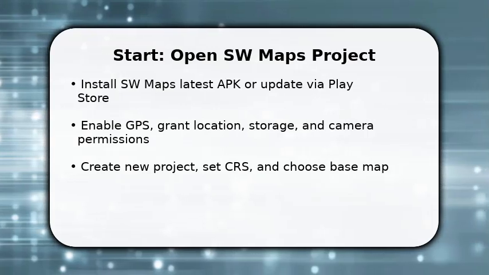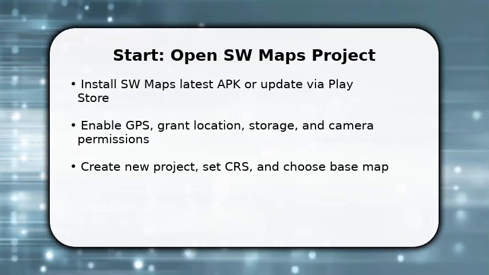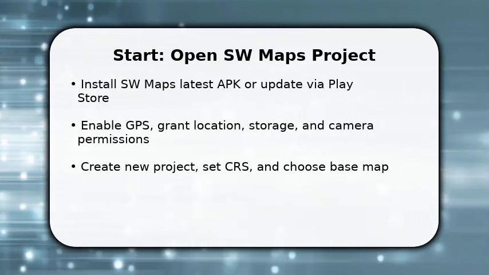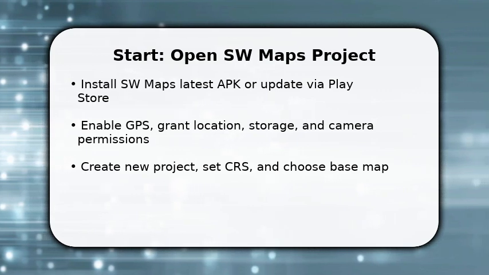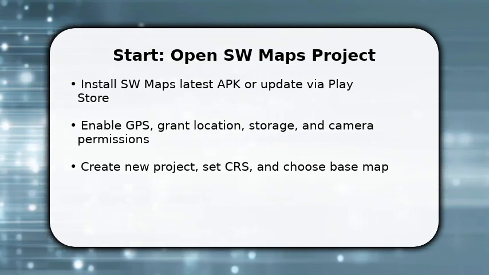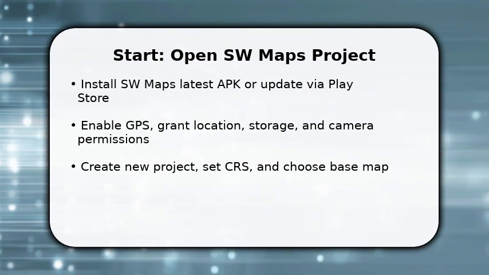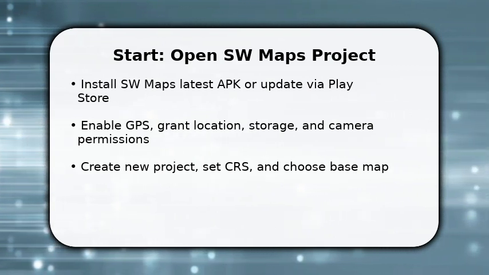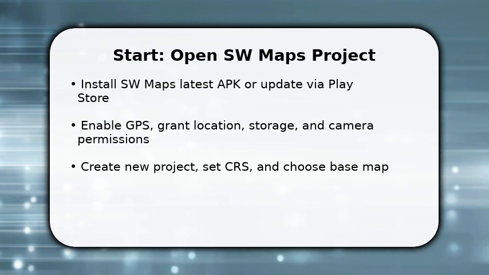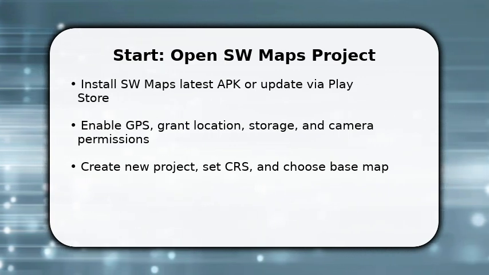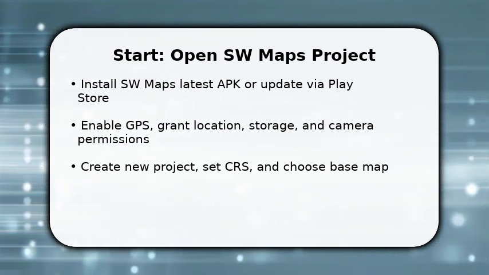You begin by launching SW Maps and creating a new project. Select the coordinate reference system that matches your survey. Once done, pick a base map layer and verify GPS signal strength. This ensures positional accuracy. Make sure to enable location and storage permissions so the app can save tracks and photos.